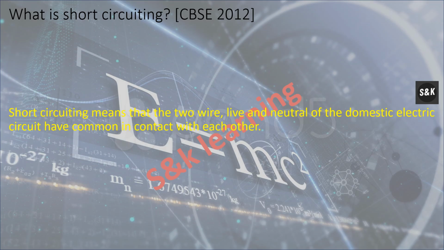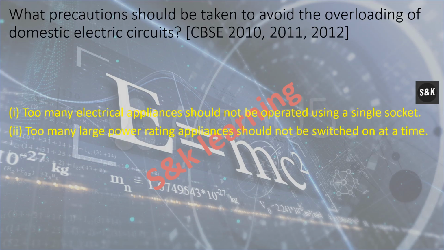What is short circuiting? Short circuiting means that the two wires, live and neutral, of the domestic electric circuit have come in contact with each other. What precautions should be taken to avoid the overloading of a domestic electric circuit? Too many electrical appliances should not be operated using a single socket. Too many large power rating appliances should not be switched on at a time.